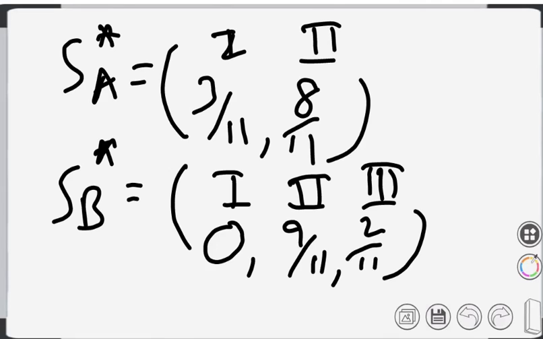And the value of the game is 49 by 11. That means B has to give A rupees 49 by 11. So that is the final answer. We have to write the SA star, write the SB star, and the value of the game is this. And the game is solved.